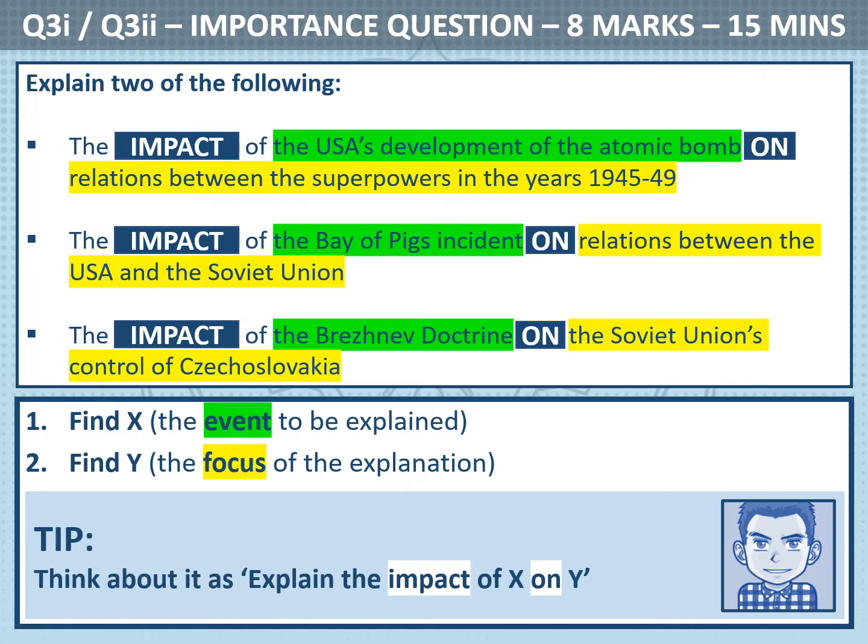Now, the first tip I'm going to give you is this. You should try to think about this question as explain the impact of X on Y. In other words, what difference did X make to Y? So that first question becomes explain the impact of the USA's development of the atomic bomb on relations between the superpowers in the years 1945 to 1949. So in other words, what difference did America's atomic bomb make to the relationship between the superpowers? Try and think of it in that way.